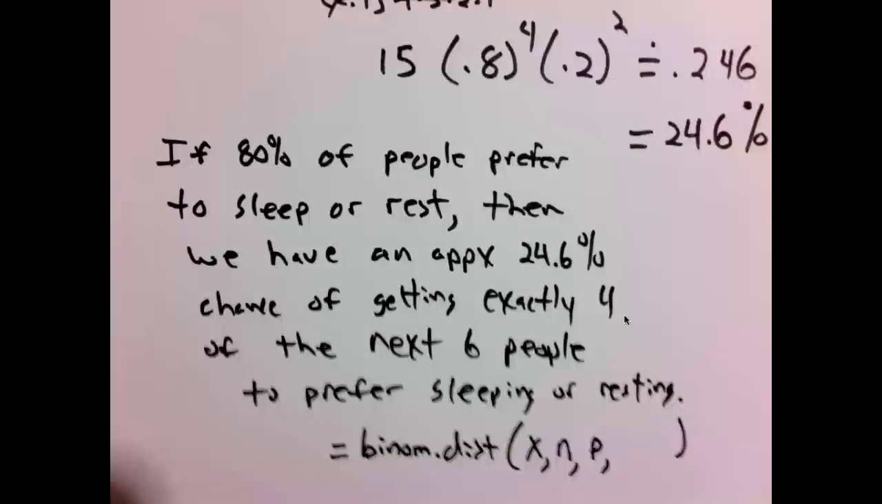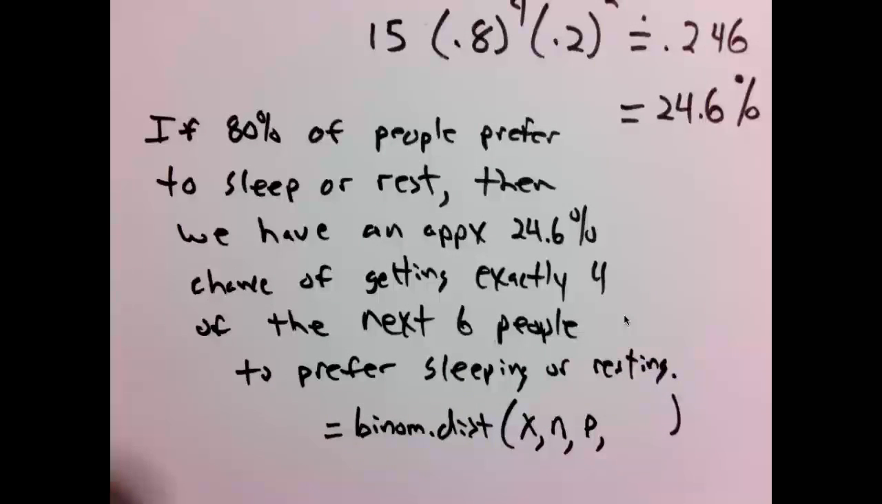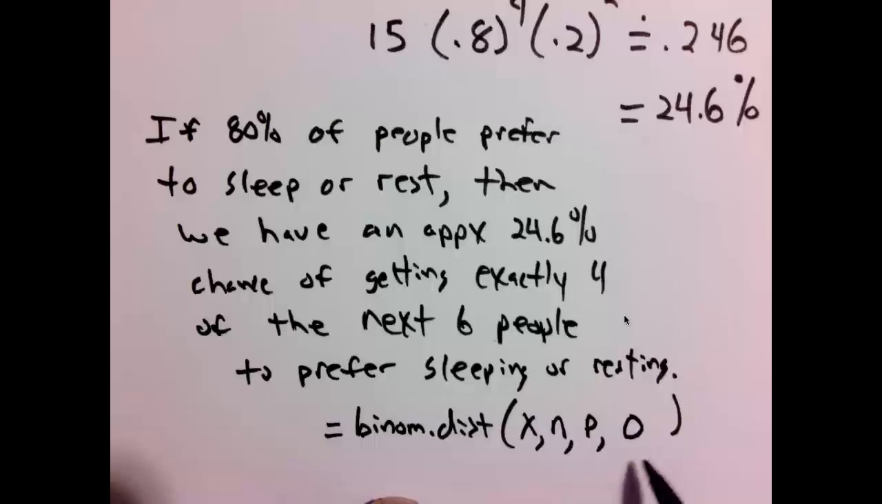So to do this calculation in Excel, it's binomial distribution. X is our number of successes, N is the number of trials, P is the probability of success, and this last thing we're going to enter in: 0 for a single observation, or 1 for cumulative if we want all values less than that.